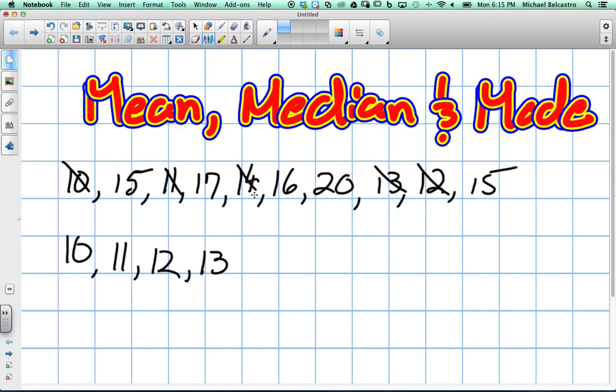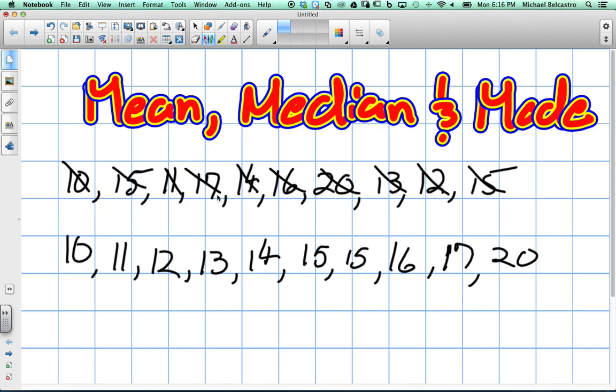Then we have 14. And then we have two 15s, okay? And that's going to be important a little later on. So we got our two 15s. Then we have a 16, a 17, and a 20. Good. So we've now reordered everything from least to greatest.